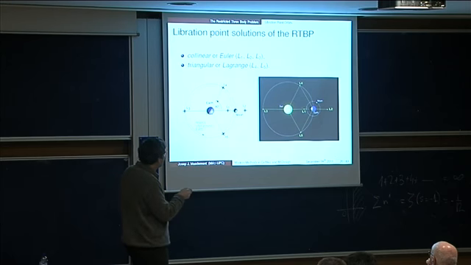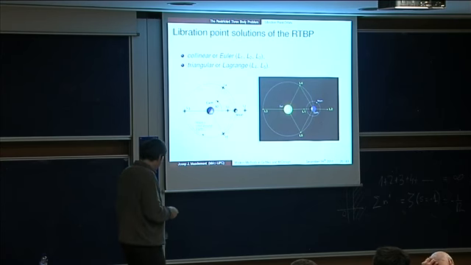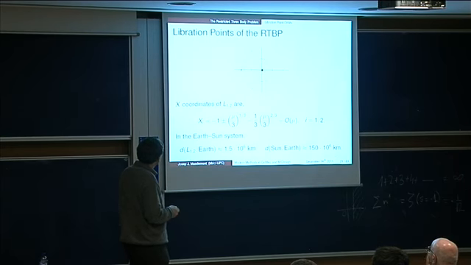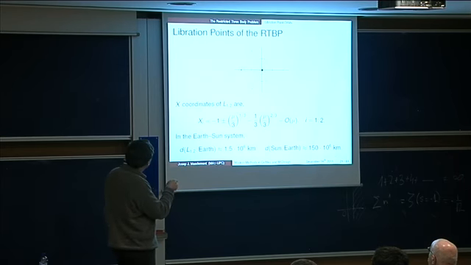L1 is between the Earth and the Sun, for instance, if we take Sun and Earth, and L2 is behind the Earth on the Sun-Earth line. So here we have another representation. This is a planet. We have the Sun, we have the Earth, and here we have these 2 points. The position of these 2 points can be expanded in powers of the mass parameter of the restricted three-body problem.